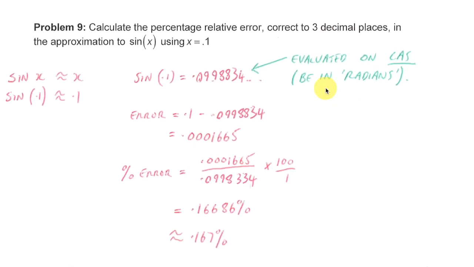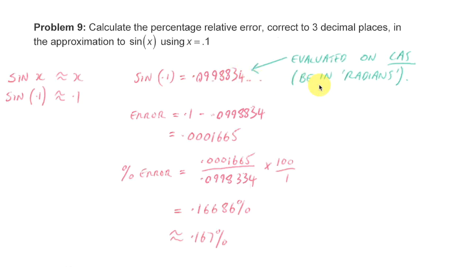Here's an application. Calculate the percentage relative error, correct to 3 decimal places, in the approximation to sine x using x equaling 0.1. So we throw in 0.1 of a radian into sine x. What do we get? Well, sine x should be approximately equal to x. So sine of 0.1 should approximately equal 0.1. What does sine of 0.1 actually equal? Well, if we're going to be a bit more accurate, we'll throw sine of 0.1 into our CAS calculator, and you can see it's equal to 0.0998834, and so on.